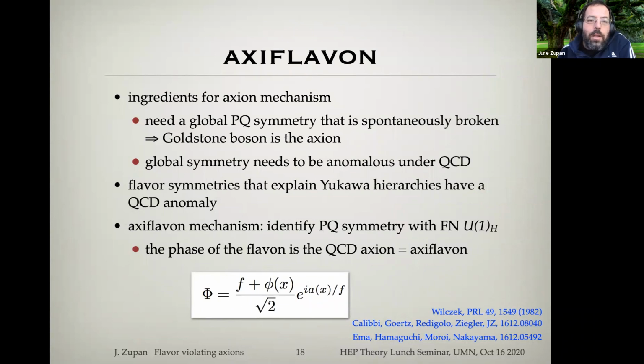So I need a global Peccei-Quinn symmetry. That's the horizontal U1. It is spontaneously broken, so I have a PNGB, and it is anomalous under QCD. So if I identify the Froggatt-Nielsen U1, you can explain the strong CP problem, and the flavon, this axial guy, the phase of the flavon field, has a radial mode and the axial mode. This guy is the QCD axion.